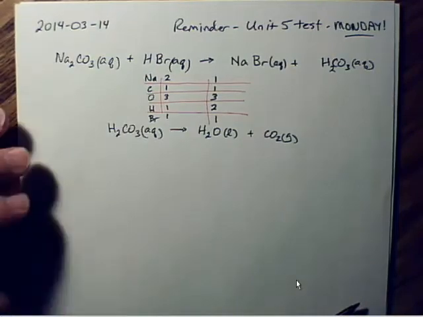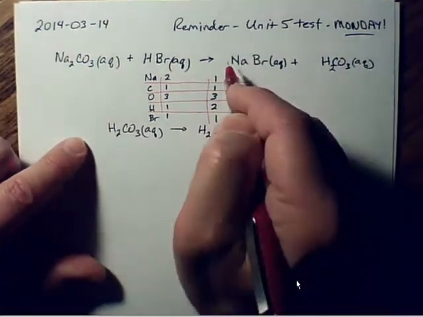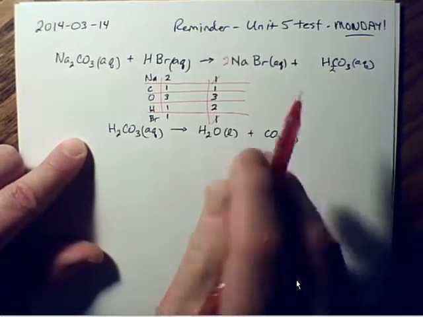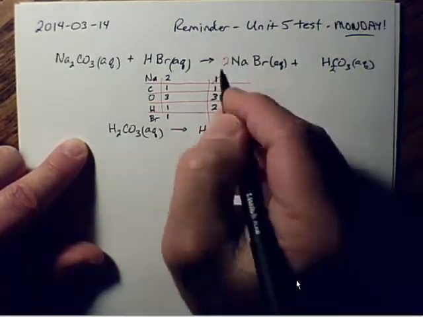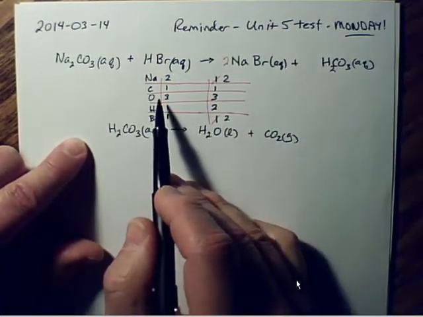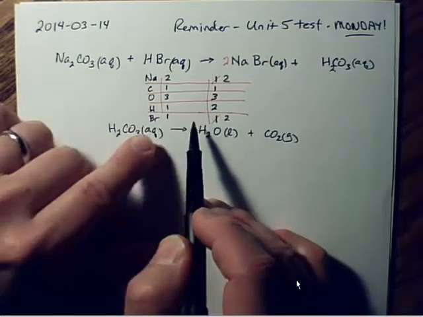To get that to balance, I want to put a 2 in front of the species on the right that contains the sodium. That's going to change the number of sodiums and the bromines. And now we've got 2 sodiums and 2 bromines. And again, we're saving oxygen for last and hydrogen next to last.